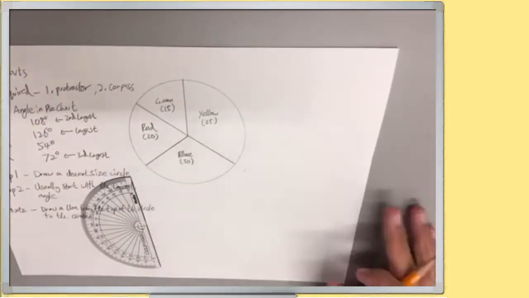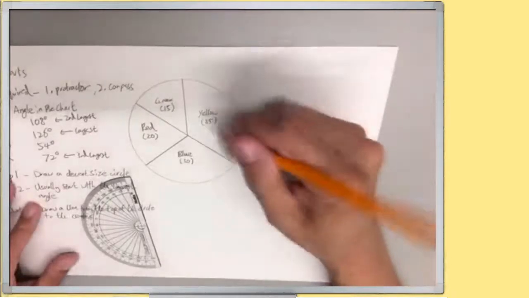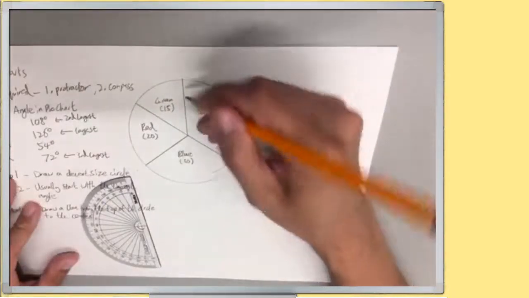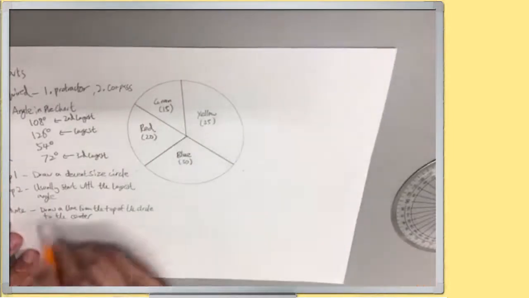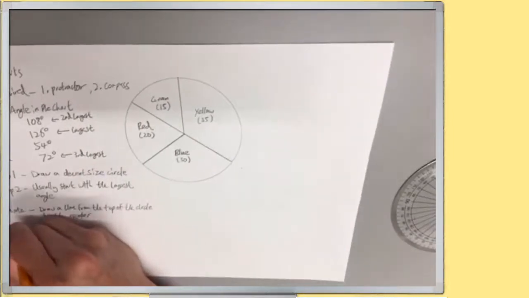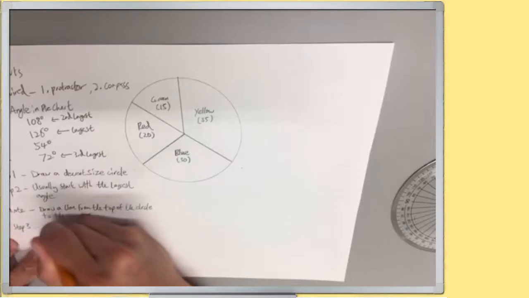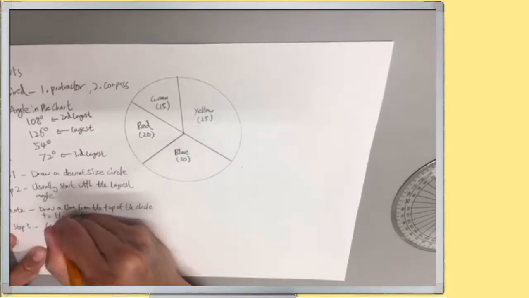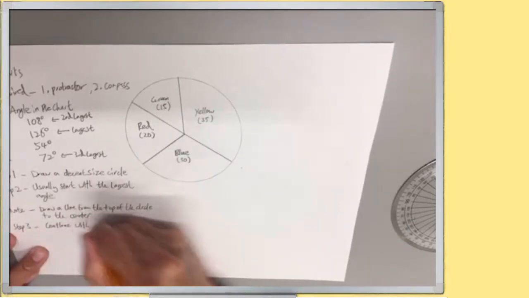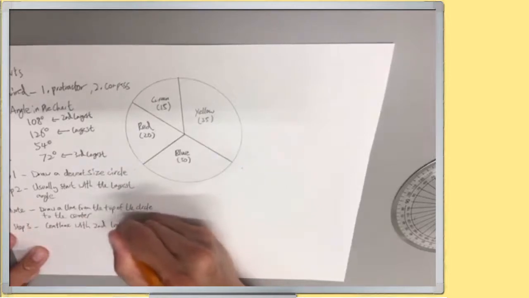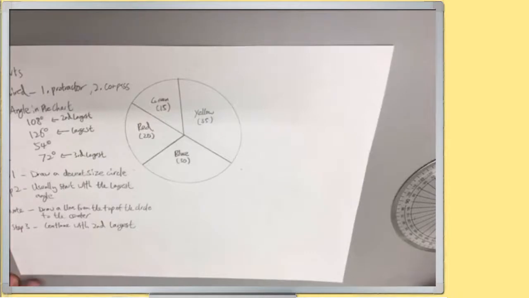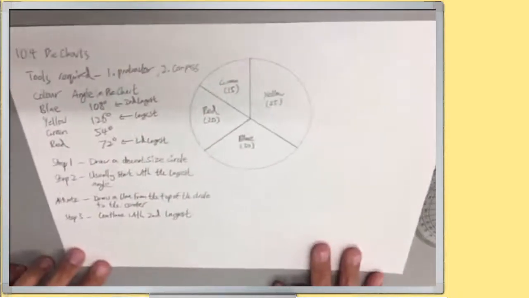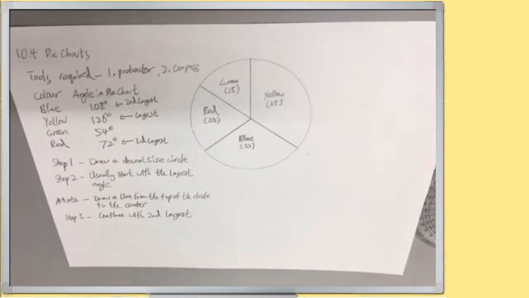Now, it is good practice to start with the largest from the clockwise as well, starting from the center, and then we go to the second largest. So usually start with the largest, and then continue with second largest, and so on. Okay, so hopefully this helps you understand how to draw a pie chart or a circle graph.